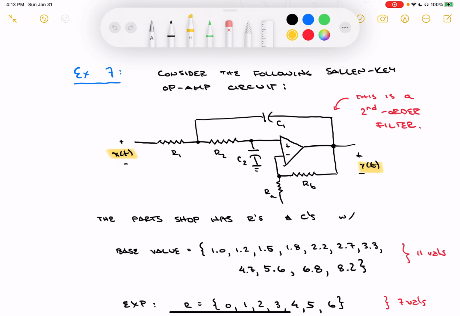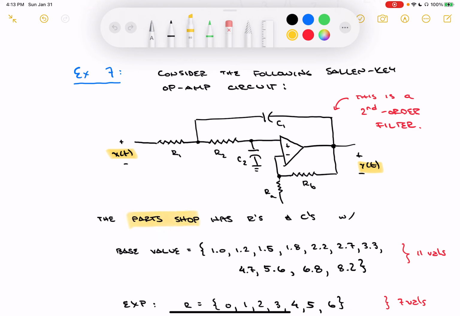This thing has an op-amp sitting in there. There are 2 capacitors and 4 resistors. This turns out to implement a second order filter. I'm going to go ahead and populate this circuit using nominal components that are in my parts shop.